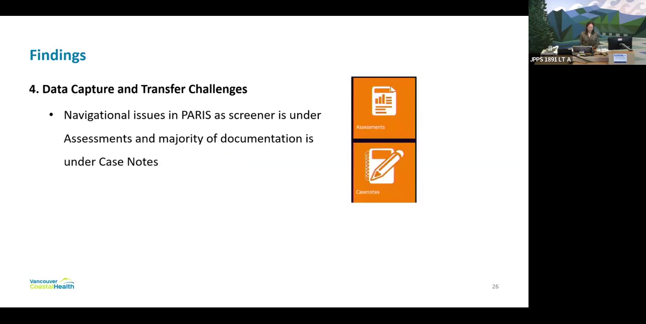Another challenge was navigational issues in PAIRS, which is the clinical information system that the Access and Assessment Center utilizes. The screener is found in the assessments module, whereas the majority of documentation is found under case notes. Participants said that sometimes they would forget that the screener is actually under assessments because they're used to doing all their documentation under case notes.